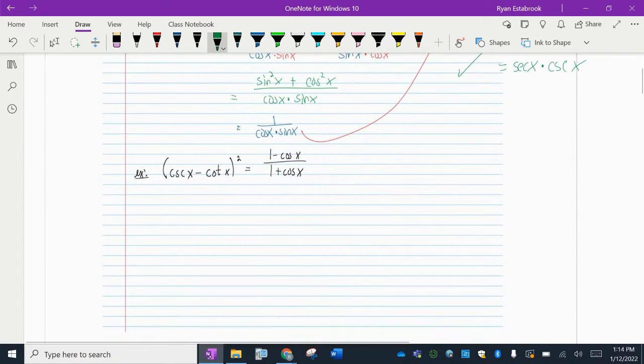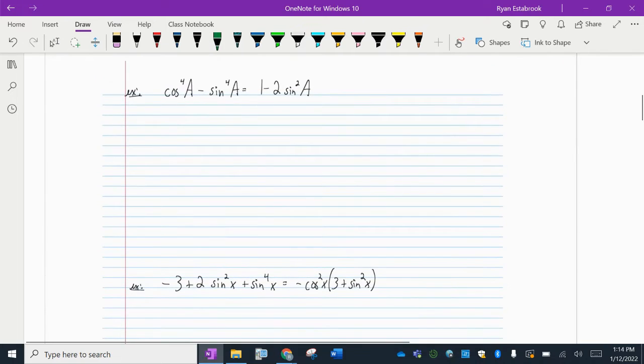Now, I'm going to skip this one for now, so don't scribble this one down. Skip that one. We'll come back to it. Let's go to this one.